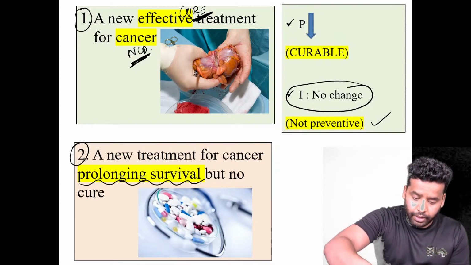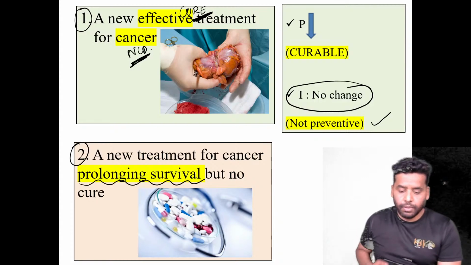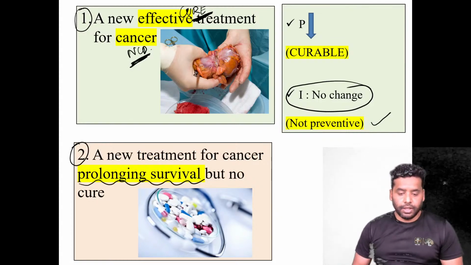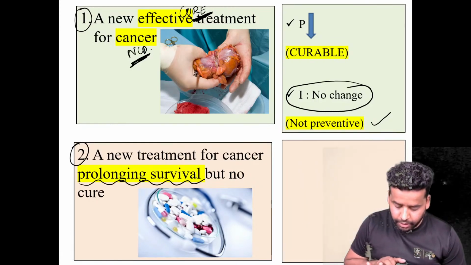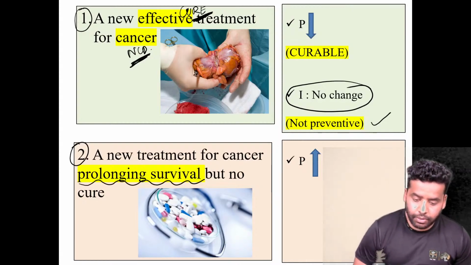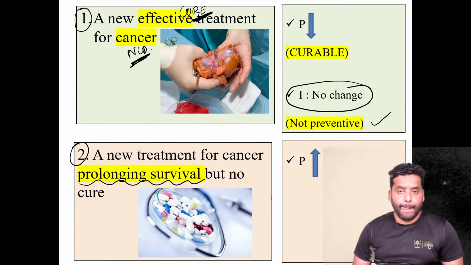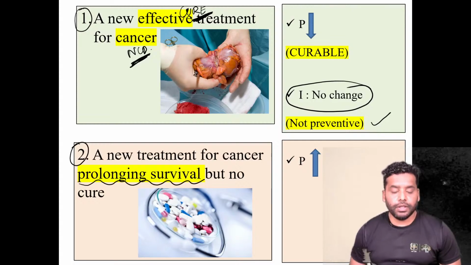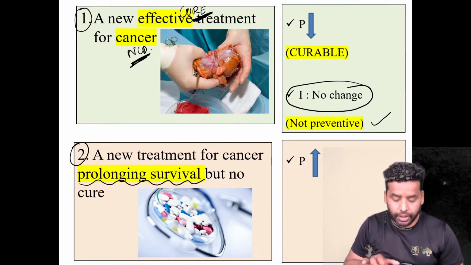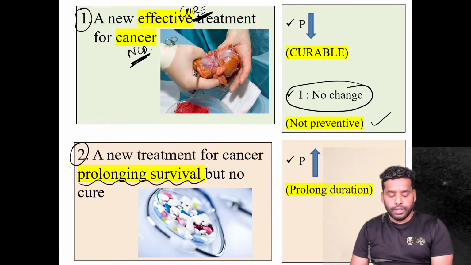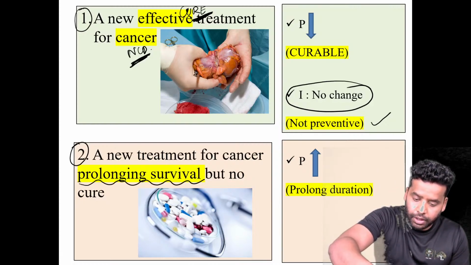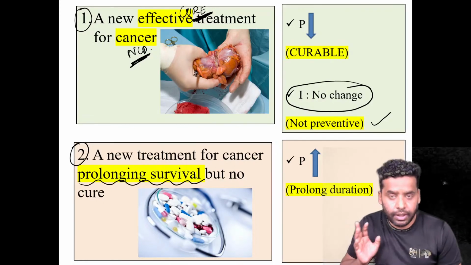Incidence will remain the same. Very good. Prevalence will increase, incidence will be the same. Why? What is the reason why prevalence will increase? You are making the patient live for a longer duration, prolonging the survival. Yes, this is the word: duration is increased. You are making the patient live longer without death.